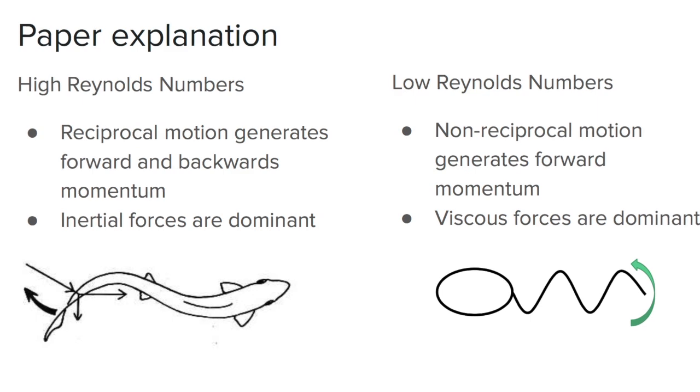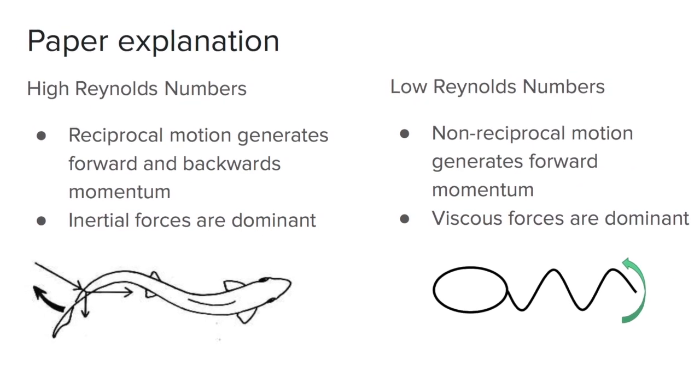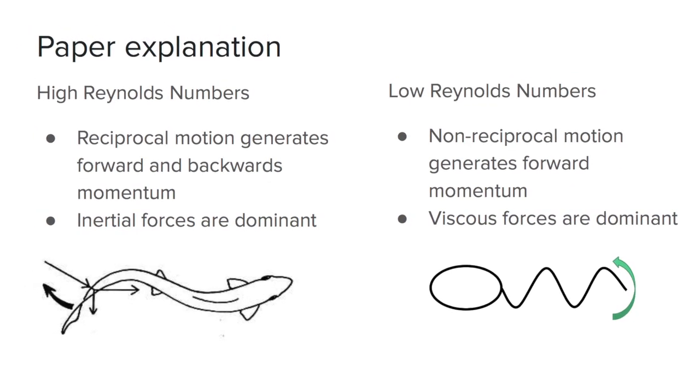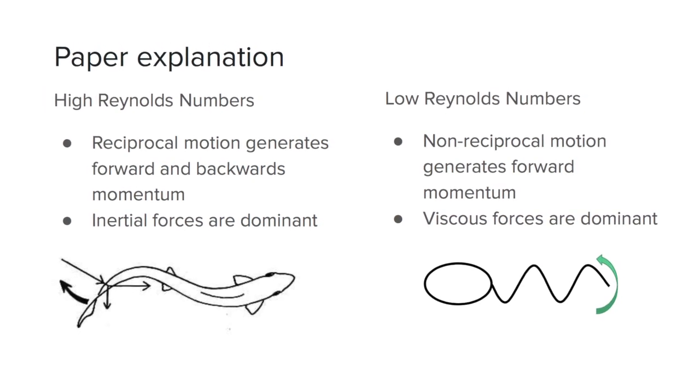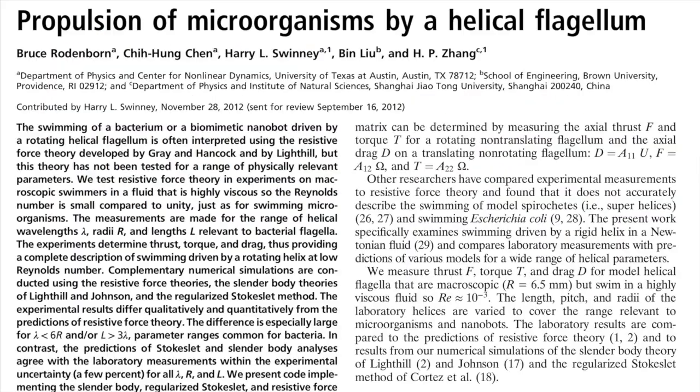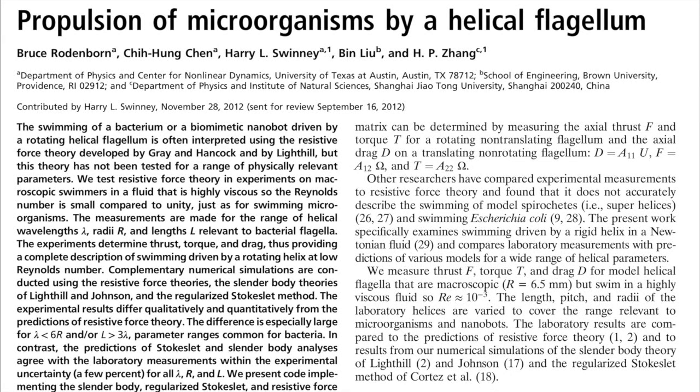The paper by G.I. Taylor describes how swimming mechanisms between inertial and viscous environments differ and the relationships between coil parameters, final velocity, and torque. For validation, we also consulted a paper entitled Propulsion of Microorganisms by a Helical Flagellum by Chen et al. We will compare our quantitative results with the published values.